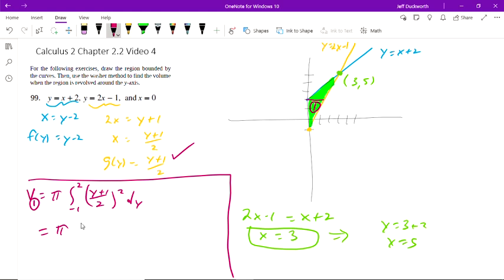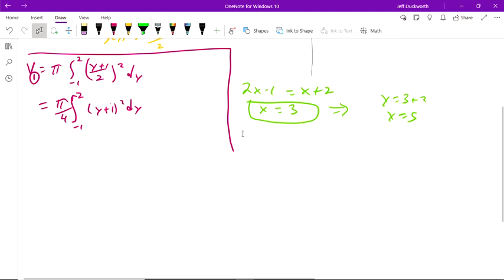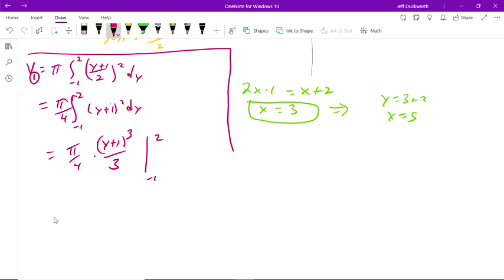Doesn't look like we need to, because realistically, if we let u equal y plus 1, we've got pi by 4 out here, and we just square that, and we have y plus 1 squared. So our u is y plus 1, our du is just dy, so that's going to be pi by 4, and that'll be y plus 1 quantity cubed over 3. All this is evaluated from -1 to 2.